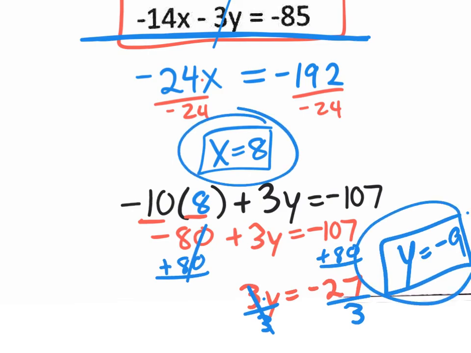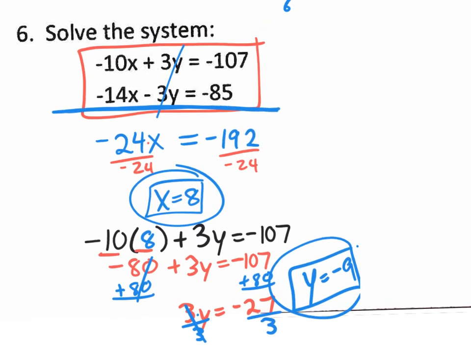And I don't remember how exactly they give you the multiple choice answer. They might give it to you as a coordinate, which would be 8 comma negative 9. Or they might tell you x equals 8, y equals negative 9. Either way, you need to know how to identify those answers.